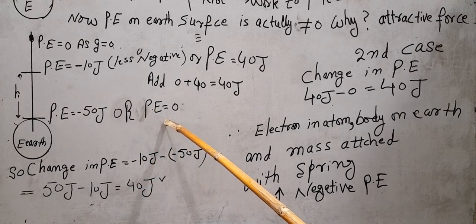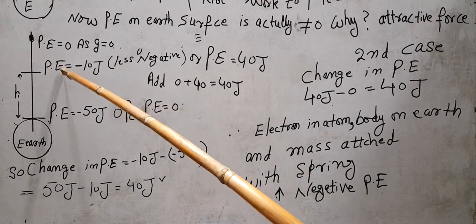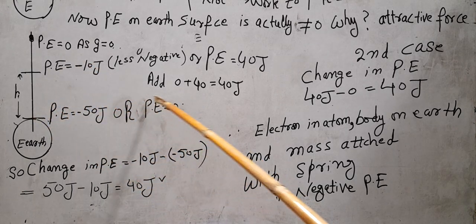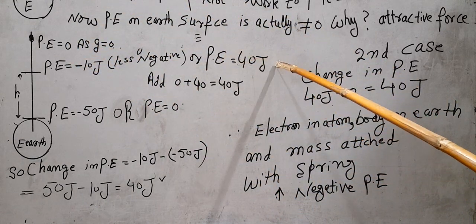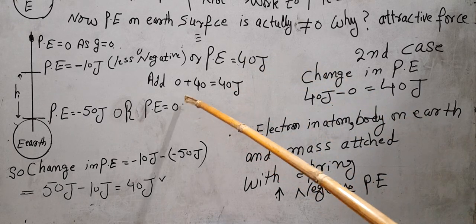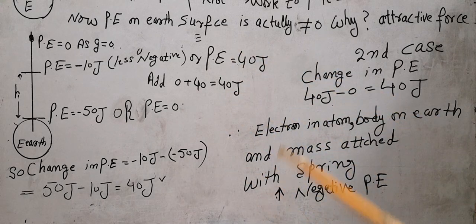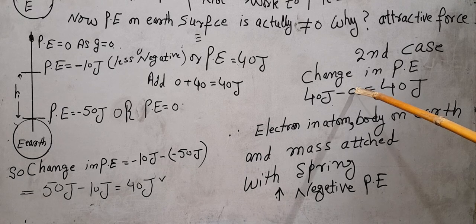It means we have to add 0 plus 40 at this place. For example, if I take the potential energy on the surface of the earth as 0, then at this point I have to take the potential energy of the body equal to 40 joules, because 0 plus 40 is equal to 40. Now in this case, when I calculate the change in potential energy, because I am taking the potential energy at the surface as 0, it makes no difference and our result is the same as in the previous case.